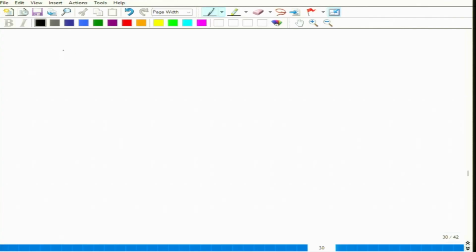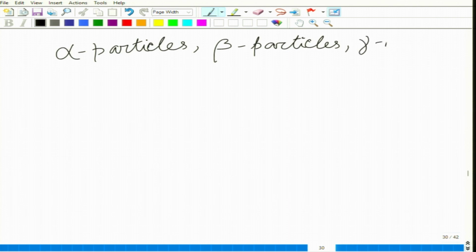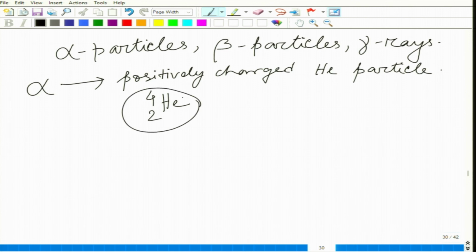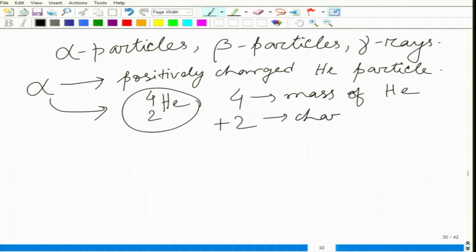So there are three different types of rays: alpha particles, beta particles and gamma rays. So what are alpha particles? Alpha particles are positively charged helium particles. Helium 4, 2. This is the alpha particle, where 4 is the mass of helium and plus 2 is the charge of the alpha particle.